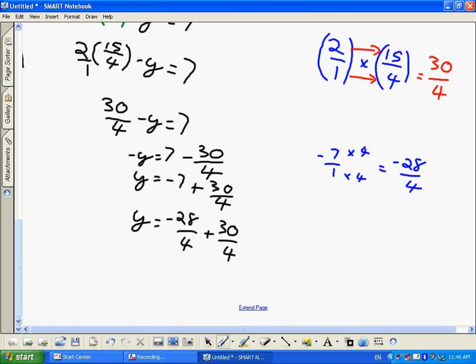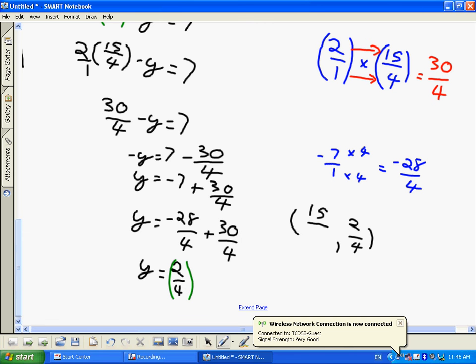Now that I have a common denominator, I can add the two together. Y equals 2 over 4, or a half, 0.5, however you want to represent. This is fine. You guys can stop here. I'll have two coordinates now. Remember, if we're looking for a point of intersection at the end, let's always try to write it in coordinate form. My y is 2 over 4, and my x was 15 over 4. That's my x value, that's my y value. And the final answer.